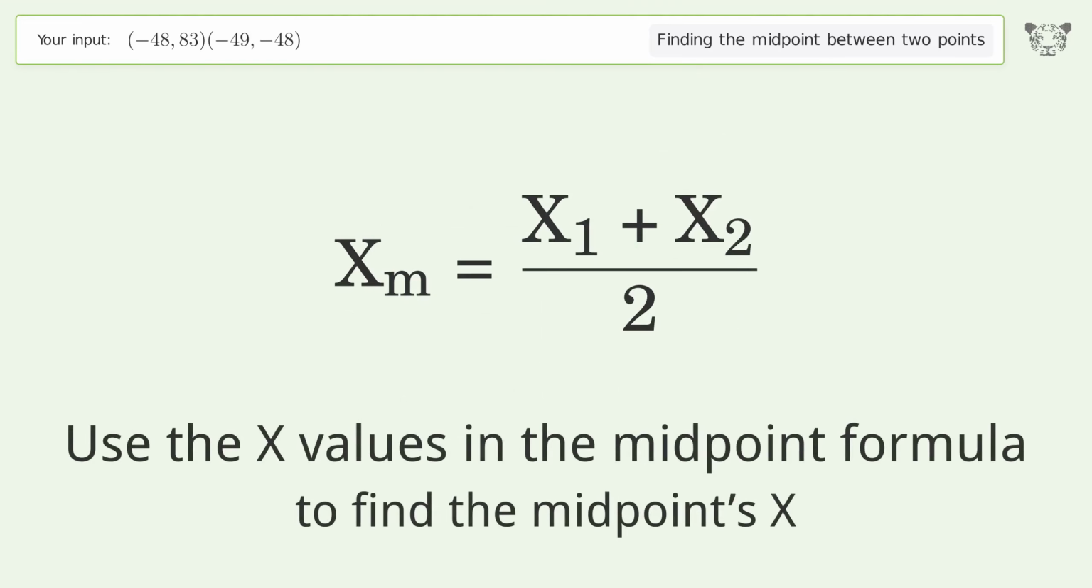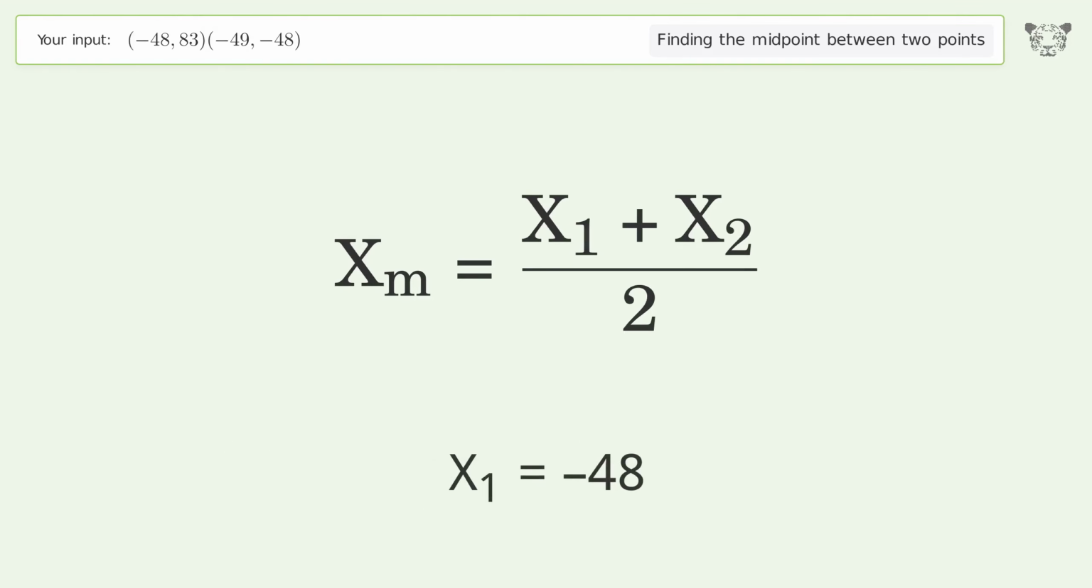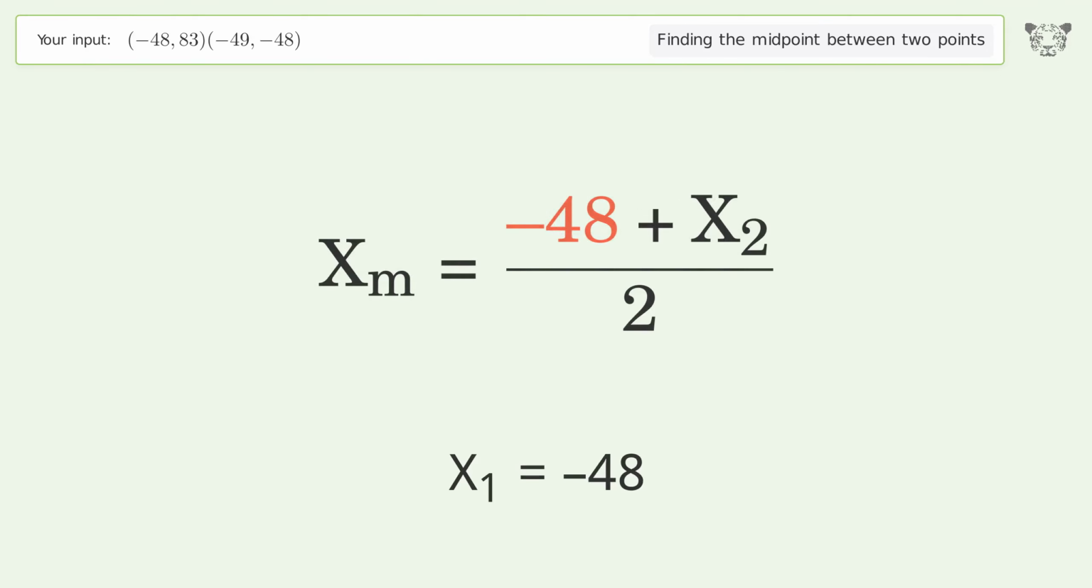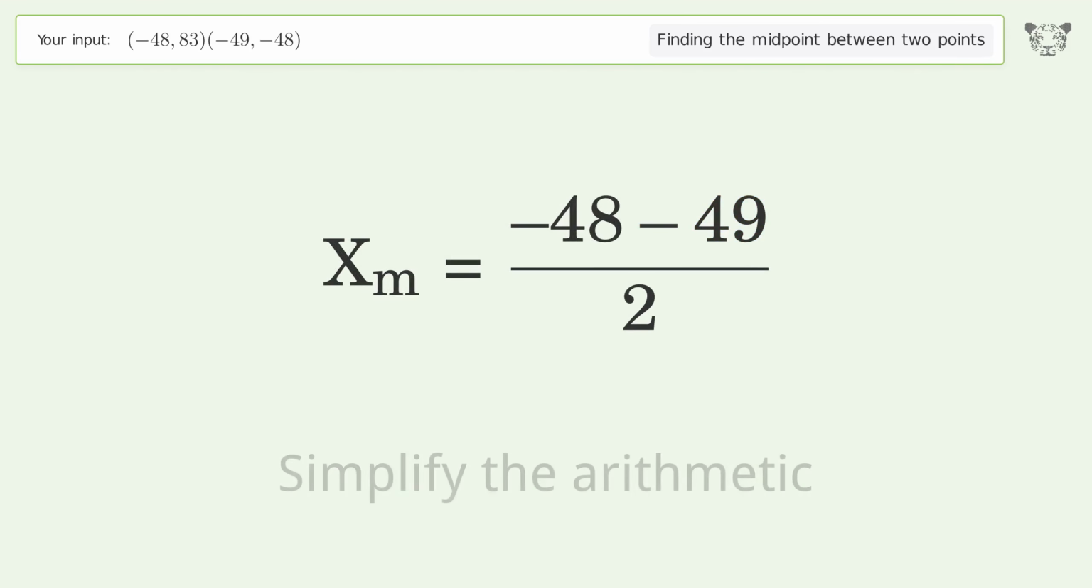Use the x values in the midpoint formula to find the midpoint's x. x1 equals negative 48. x2 equals negative 49. Simplify the arithmetic.